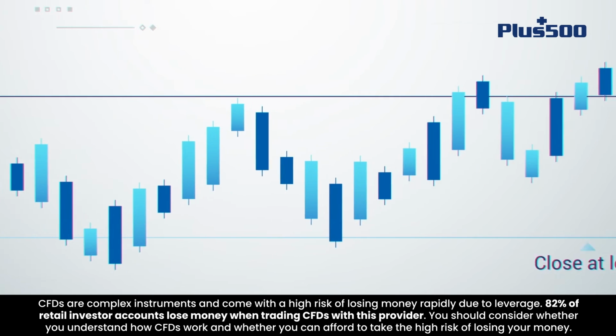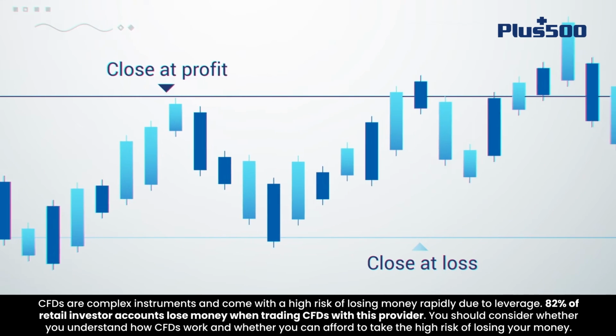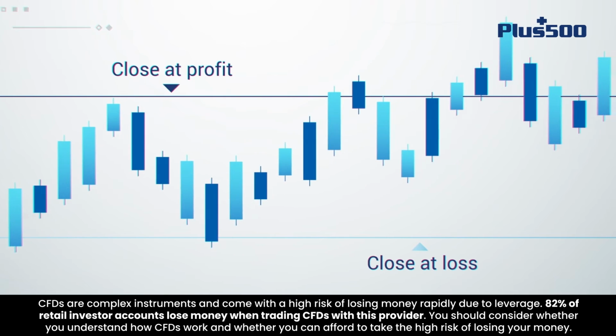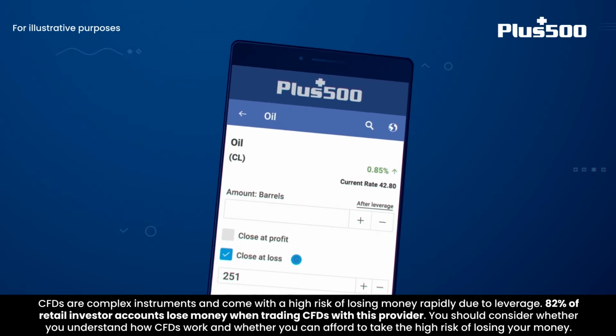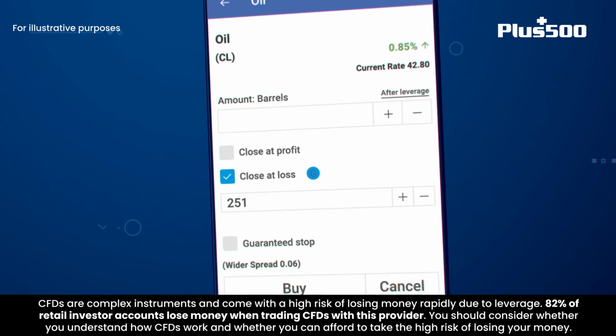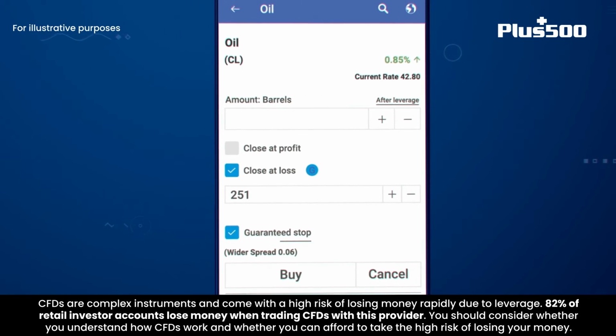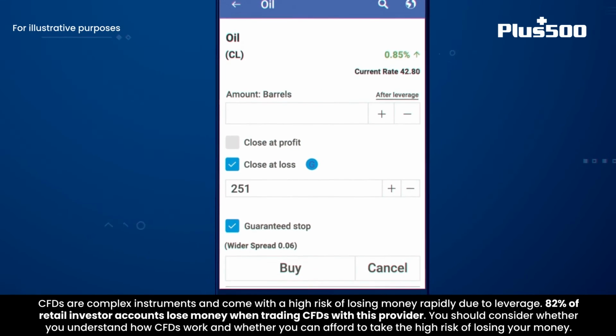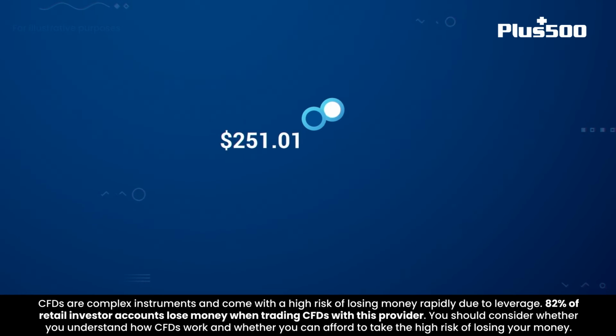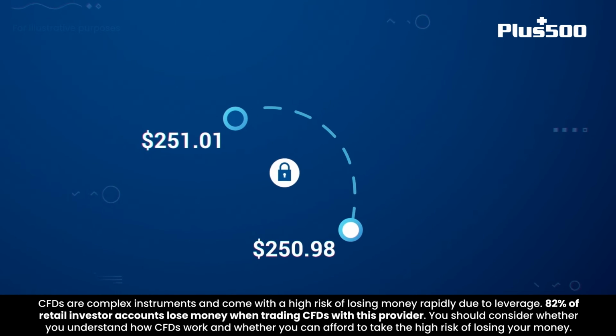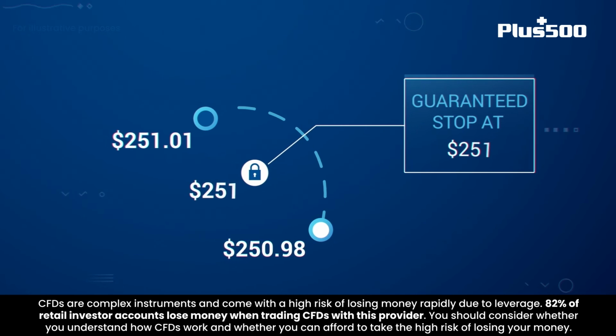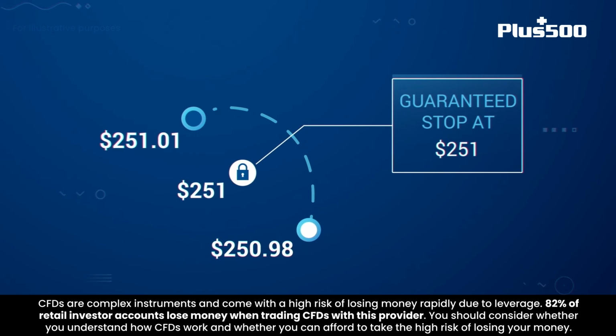Market volatility and activity can result in sudden, unpredictable price movements. You should be aware that even with close at loss and close at profit orders, slippage cannot be completely avoided. The only option to avoid slippage is by activating a guaranteed stop, which is available on select instruments. This service ensures a trade will close at the predetermined rate, regardless if that price is available in the market at the time of execution.